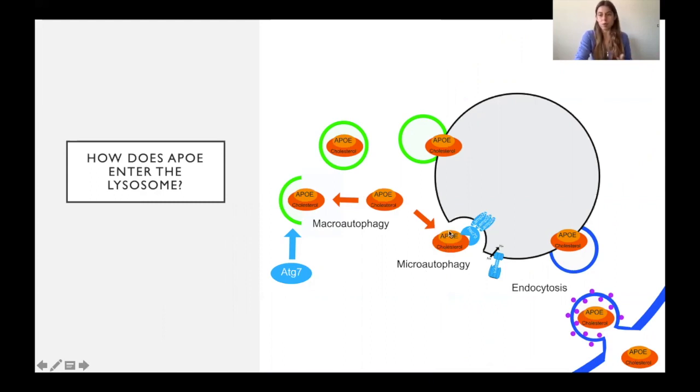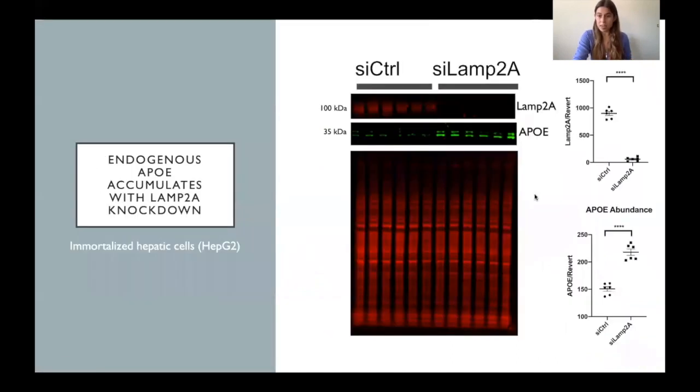I first tested whether ApoE might be involved in a type of microautophagy requiring a protein called LAMP2A, which has previously been shown to be required for cholesterol trafficking. I knocked down LAMP2A and found that ApoE accumulated in cells, suggesting that its degradation was blocked.